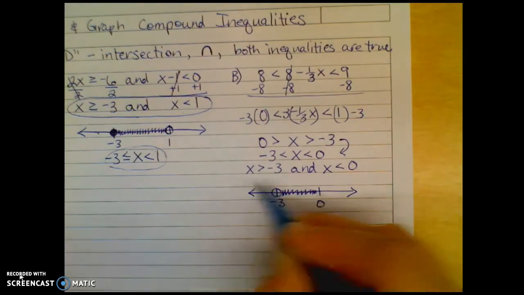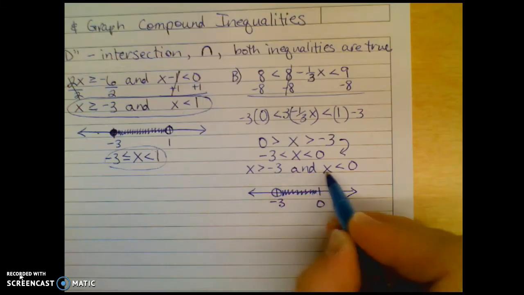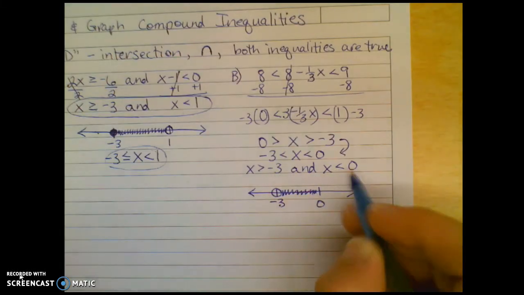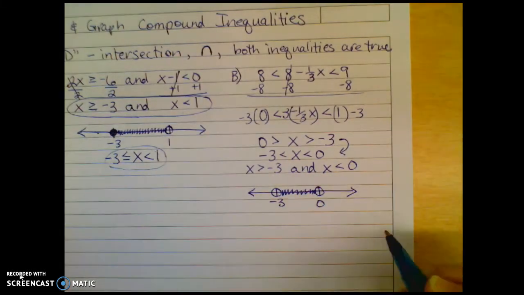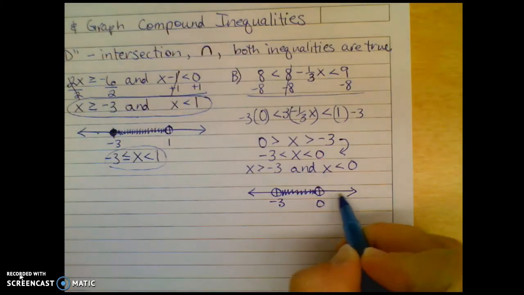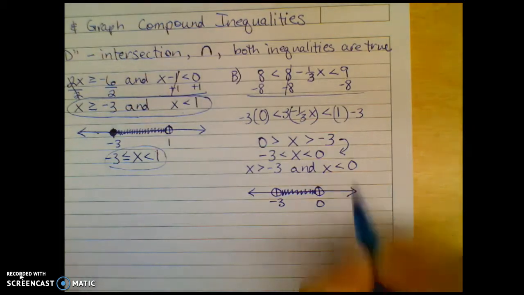Is 0 greater than negative 3? Yes. And is 0 less than itself? No. So that's an open circle there. And of course, all of this to the right is greater than 0, so it will not be shaded.